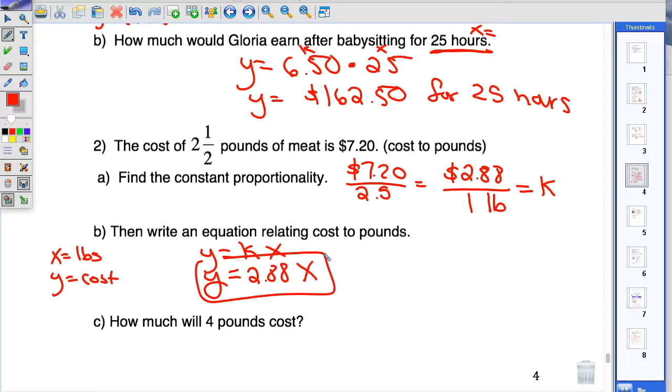Now, in part C, we're going to figure out how much 4 pounds will cost. So we have y is equal to your $2.88 for 1 pound, but we want to find out what it costs for 4 pounds. So when we multiply the $2.88 times 4, we get $11.52 for 4 pounds.